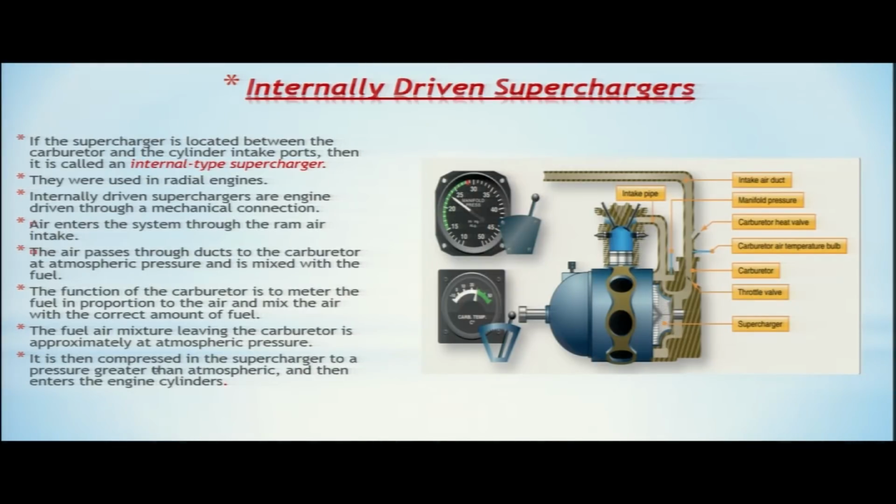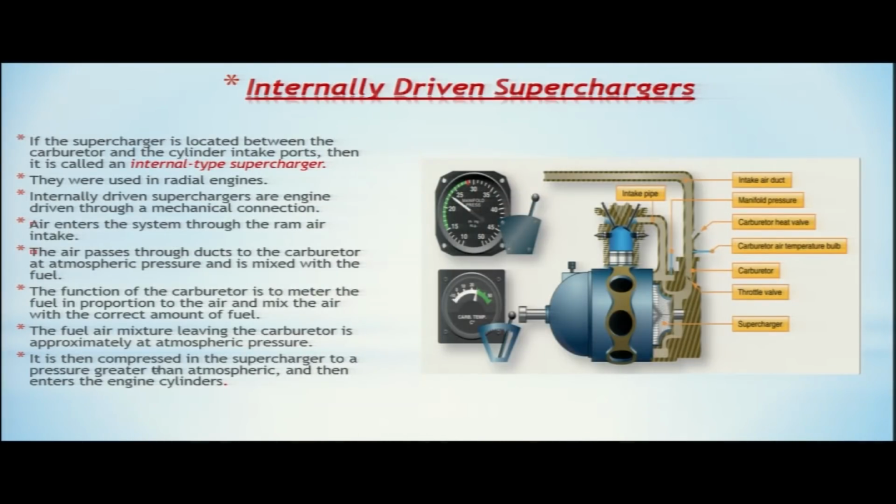Air enters the system through the ram air intake. The air passes through the ducts to the carburetor. Now ram air is coming through this duct. It passes to the carburetor and is mixed with fuel. So in the carburetor, this air gets mixed with the fuel.